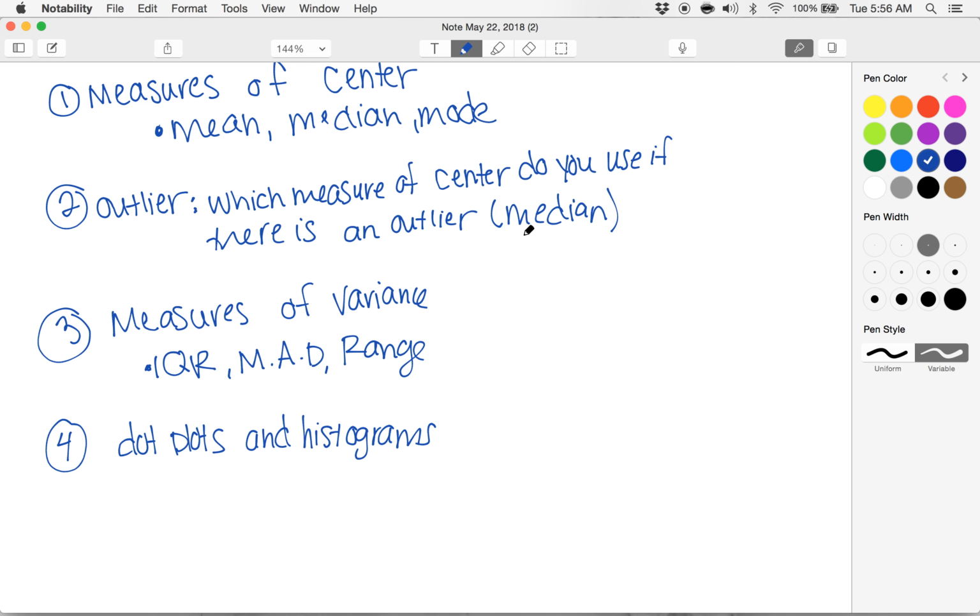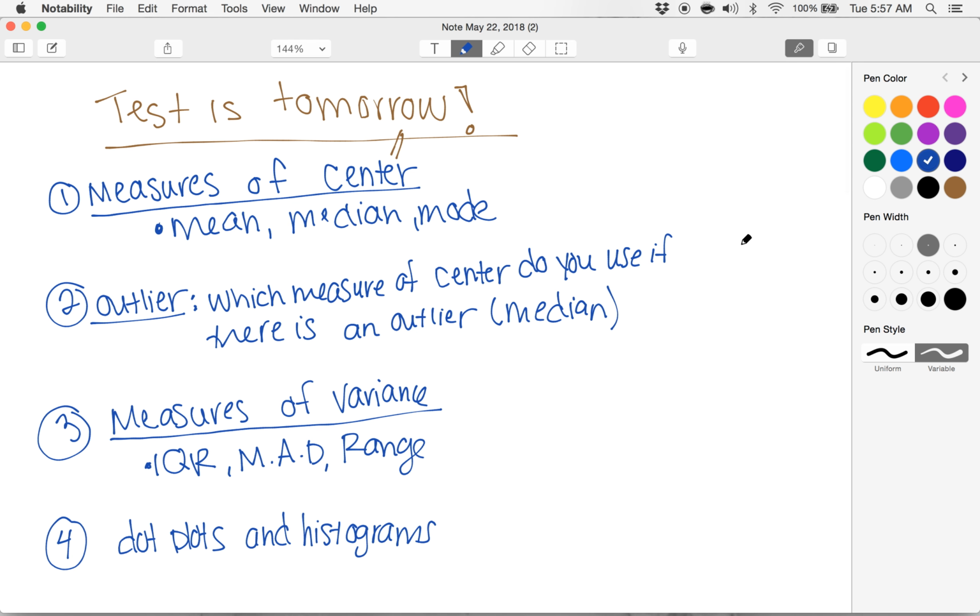So again, you're going to have a test tomorrow. You must know the measures of center. You have to be able to find mean, median, and mode. You have to know what an outlier is. You have to tell me which measure of center you would use if there is an outlier. Answer is median. You need to be comfortable finding all the measures of variance, which is IQR, MAD, and range. And then you have to be comfortable with dot plots and histograms. So again, I'm just going through this because tomorrow is your last 90% test. I want to make sure that you guys are totally aware of what's going to be on it.